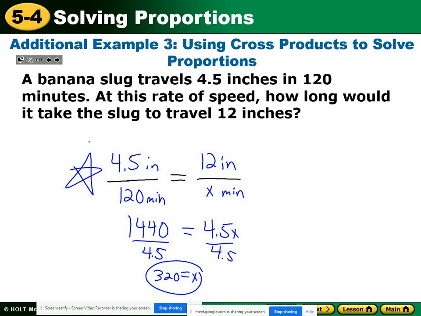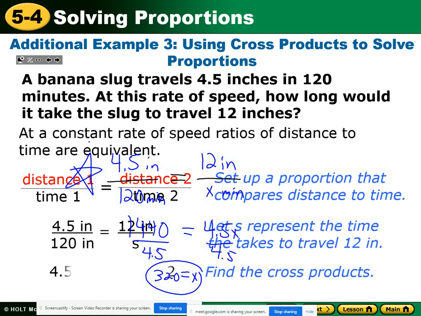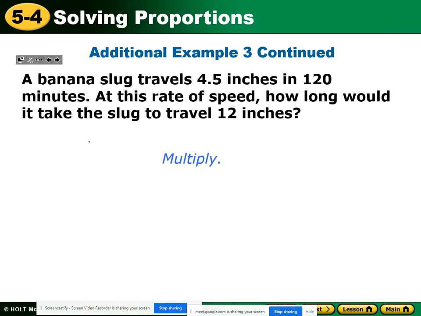I had most of you set it up this way, but then I had another person that went 120 over 4.5 and X over 12. Did they set it up all right? Yeah, they just chose to look at it that way. And there's nothing wrong with that. All right, so then we do our math and we get that, and good job. Let's try another one by ourselves.